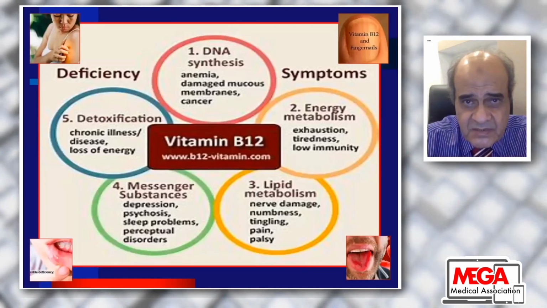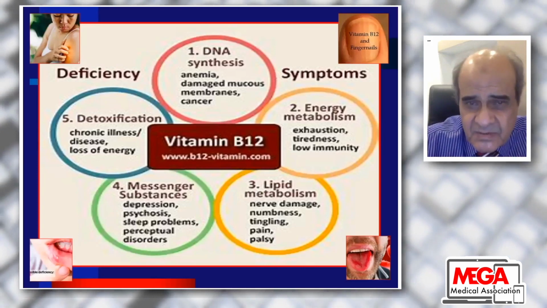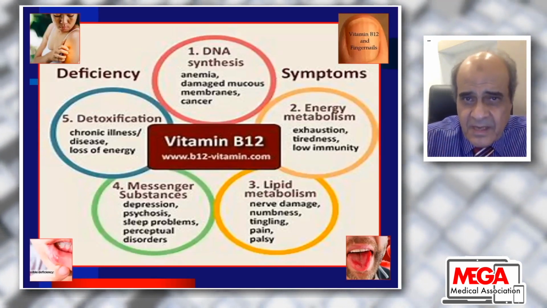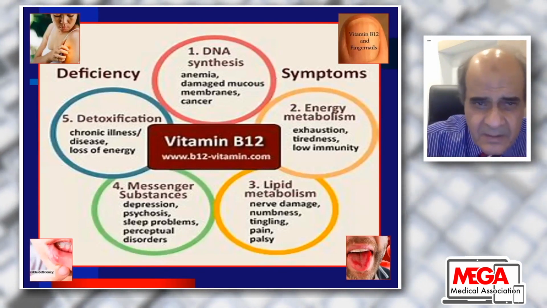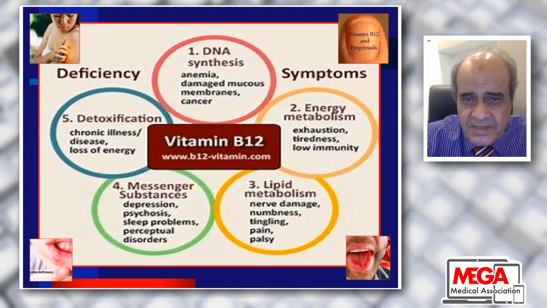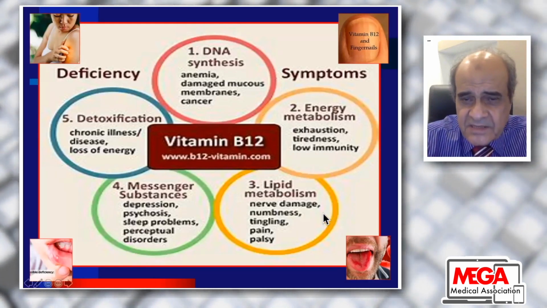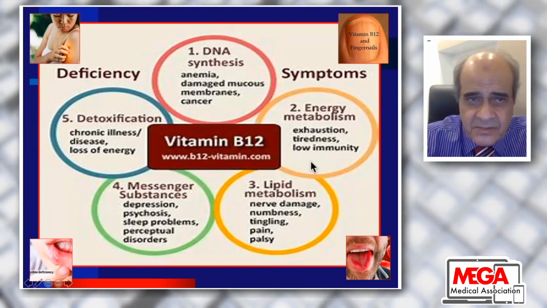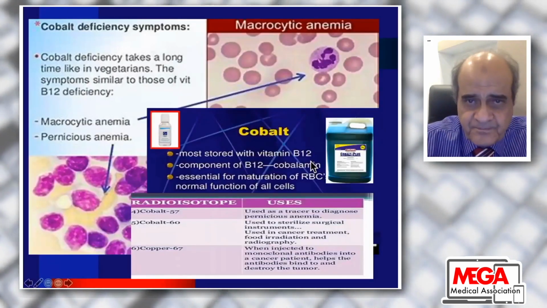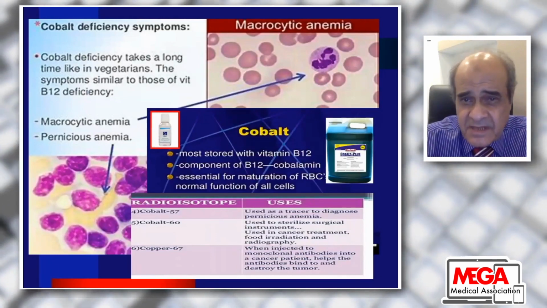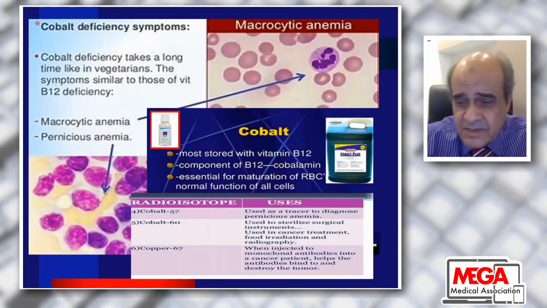Vitamin B12 deficiency, as you know, leads to combined degeneration and megaloblastic anemia. It is important to prevent depression and psychosis, and its deficiency leads to nerve damage, numbness, decreased energy production, and so on. Cobalt is also very important, and its deficiency, like vitamin B12, leads to the same manifestations.